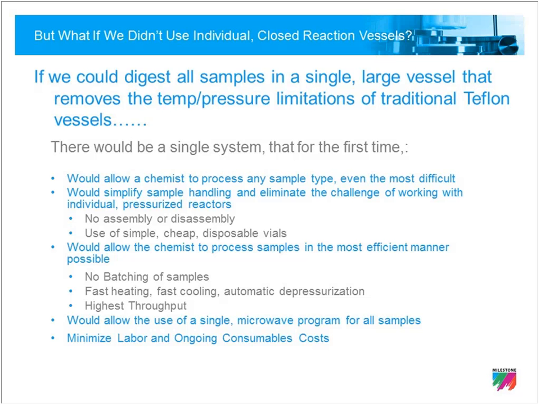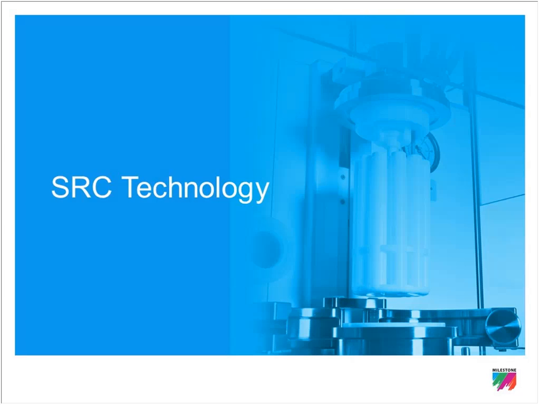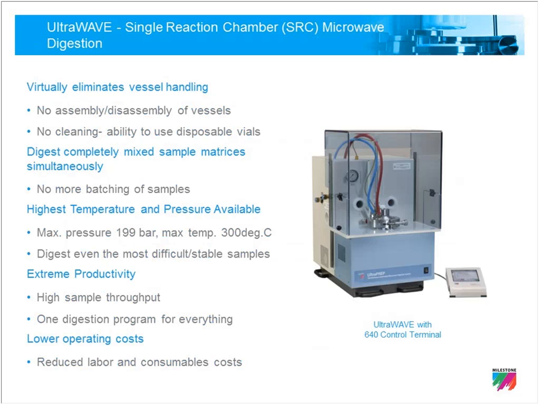It would eliminate the need to batch samples together. It could potentially give you very fast heating and cooling because you were going to be working in a smaller chamber. And because of the labor costs, as well as the digestion times that you'd be saving, it would give you the highest throughput. Finally, this system potentially could almost eliminate method development, as one method would work for the largest variety of samples. And this is where SRC technology, or single reaction chamber technology, was born. And this can be shown in the ultrawave.